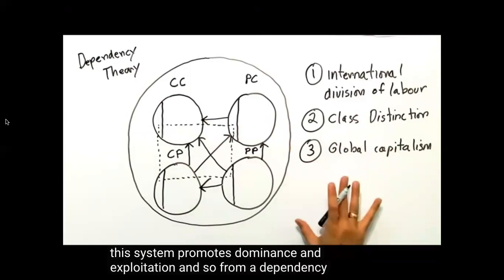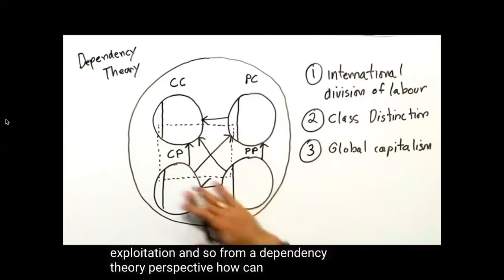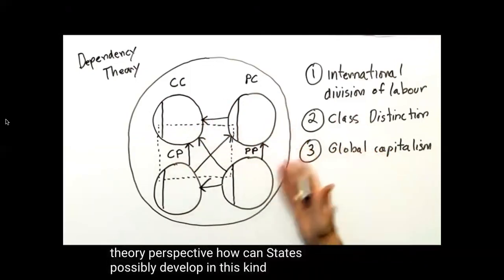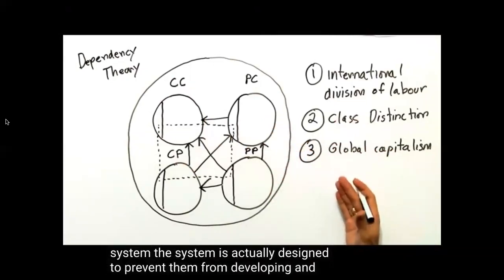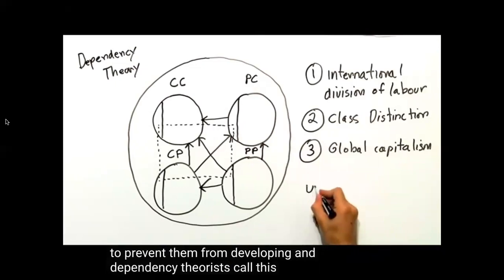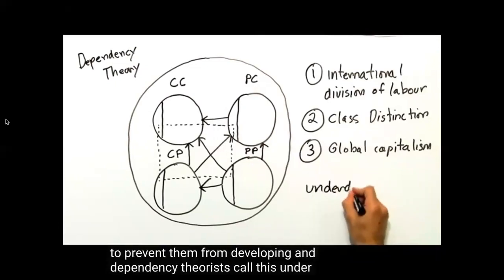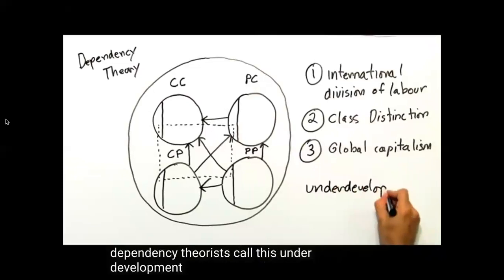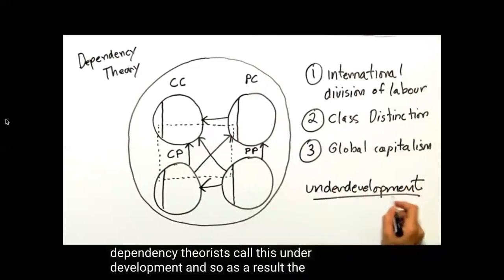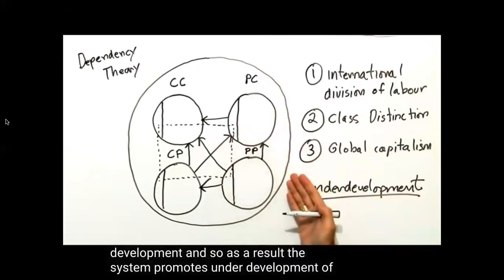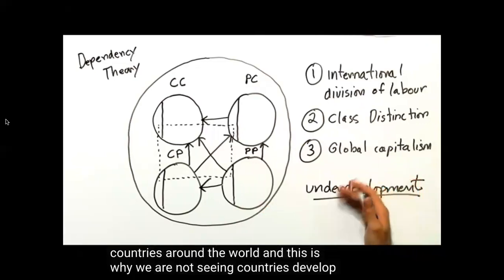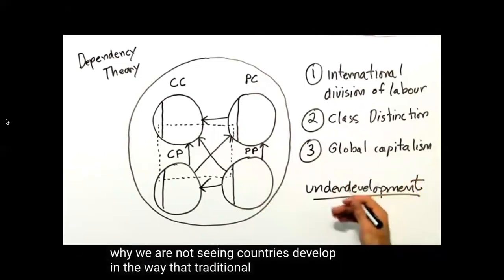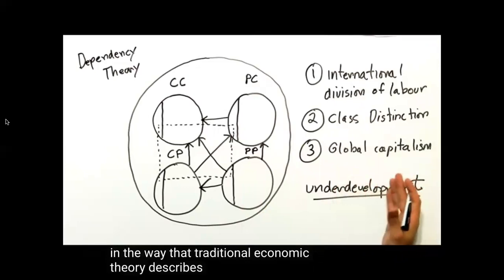And so from a dependency theory perspective, how can states possibly develop in this kind of a system? The system is actually designed to prevent them from developing. And dependency theorists call this underdevelopment. And so, as a result, the system promotes underdevelopment of countries around the world. And this is why we are not seeing countries develop in the way that traditional economic theory describes.